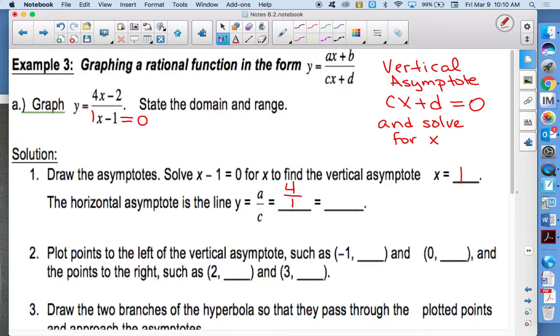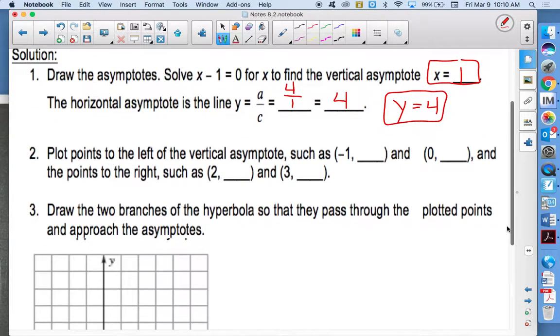So the horizontal asymptote is found by taking the number in front of x on the numerator divided by the number in front of x on the denominator. And if we reduce those, that gives us a 4. So the horizontal asymptote would be at y equals 4. So we have a vertical one and the horizontal one. And we're going to graph those first before we find the other points.